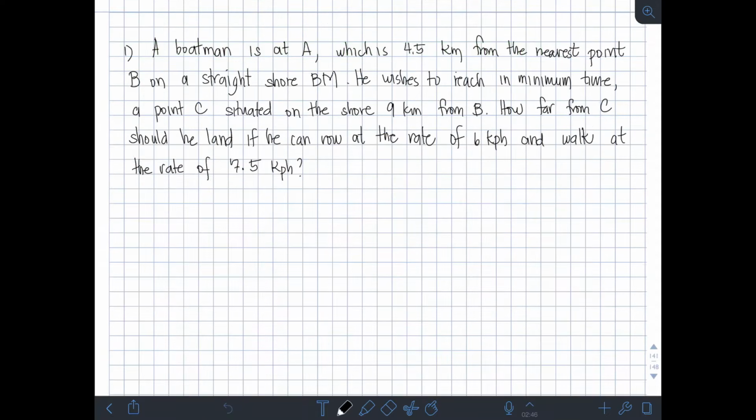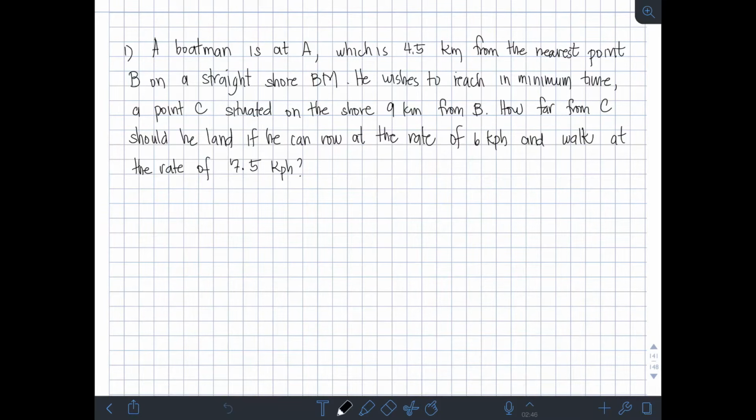Okay? Let's start with question number 1. So, a boatman is at A, which is 4.5 kilometers from the nearest point B on a straight shore BM. He wishes to reach in minimum time a point C situated on the shore 9 kilometers from B. How far from C should he land if he can row at the rate of 6 kph and walk at the rate of 7.5 kph?